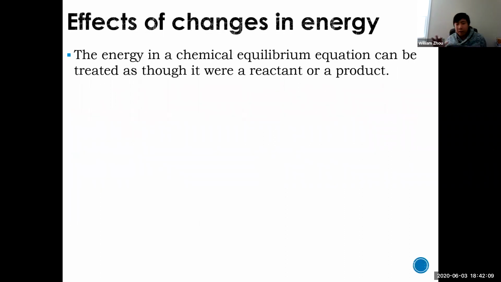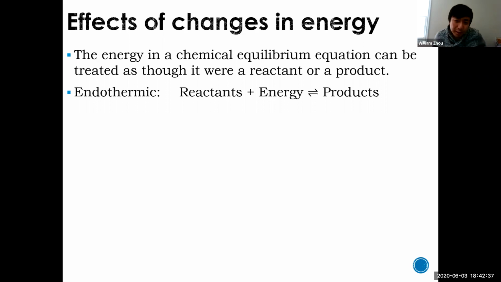All right, so let's move on to changes in energy. By energy, I mean temperature, kinetic energy. If you have, let's say, an endothermic or exothermic reaction, there will be an energy in the equation, right? It's either in the reactant or product. You can treat this as if it is a reactant or product. Well, it is a reactant or product, it's just not a molecule. It's a number, it tells you the kilojoules.